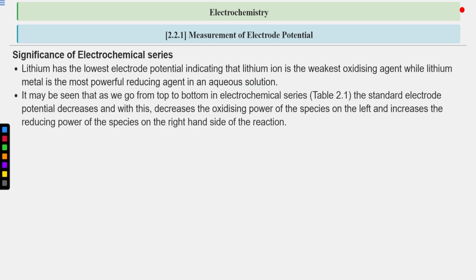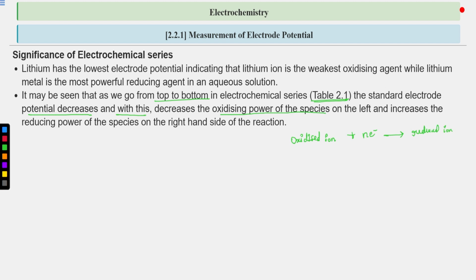It may be seen that as we go from the top to the bottom in the electrochemical series, which is marked as table 2.1 in our NCERT textbook, the standard electrode potential decreases, and with this decrease the oxidizing power of species on the left decreases and the reducing power of species on the right hand side of the reaction increases. Okay, if you observe the table, we have a reaction given where there is an oxidized form. Let me write. We have the oxidized ion, and the number of electrons which it is gaining, and then the reduced ion.